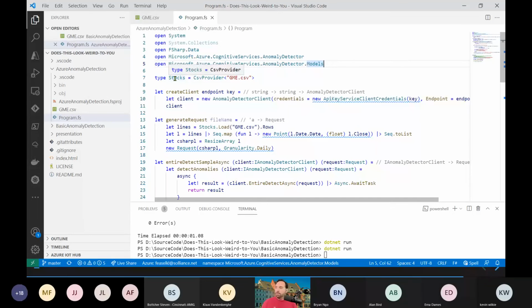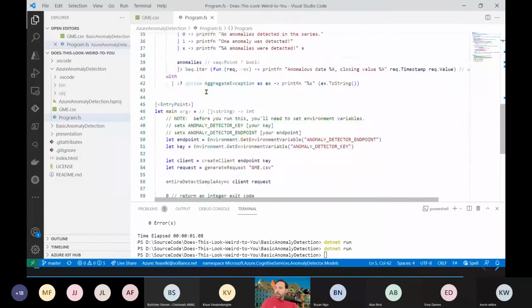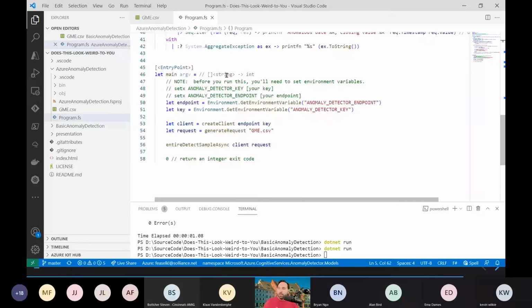So I have stocks. And then if I come down here to my main application, by the way, I have already set the anomaly detector key and endpoint on this machine. So I'm going to get those environment variables. I'm going to create a client given that endpoint and key. And then I'm going to generate a request on that client, passing in the contents of gme.csv.